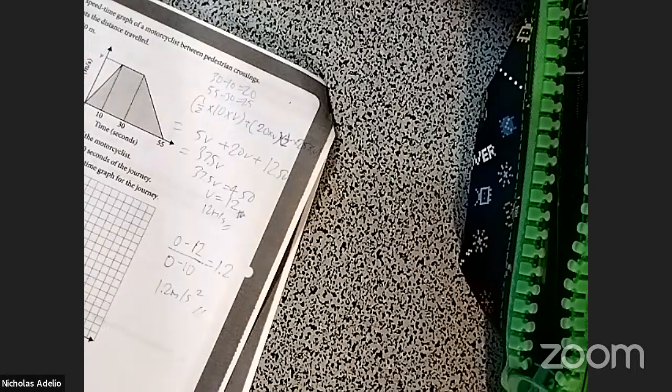Then calculate, use the graph, the grid below, sketch the distance.